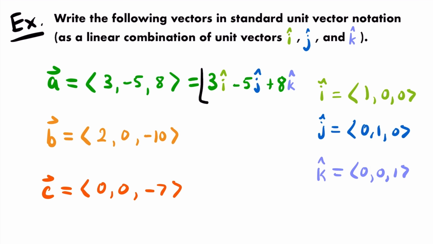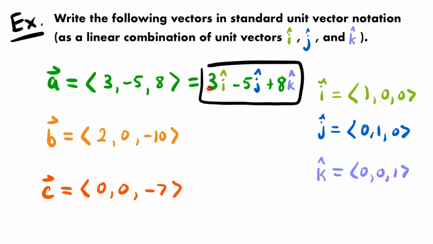All right, and so that is an equivalent way of expressing vector A. Whether you write it this way or this way, they both represent the same vector. Now, if you're not convinced, let me just quickly show you why this is true, and then we'll go ahead and do these other two vectors.